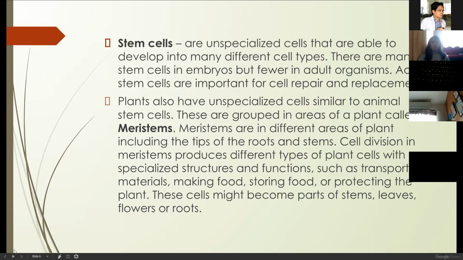Okay. Stem cells are really important. Why? These are unspecialized cells that are able to develop into many different types of cells. There are many stem cells in embryos, but fewer in adult organisms. Why? Because embryos still grow, and embryos need to develop a lot of different types of cells, or need to perform cell differentiation.